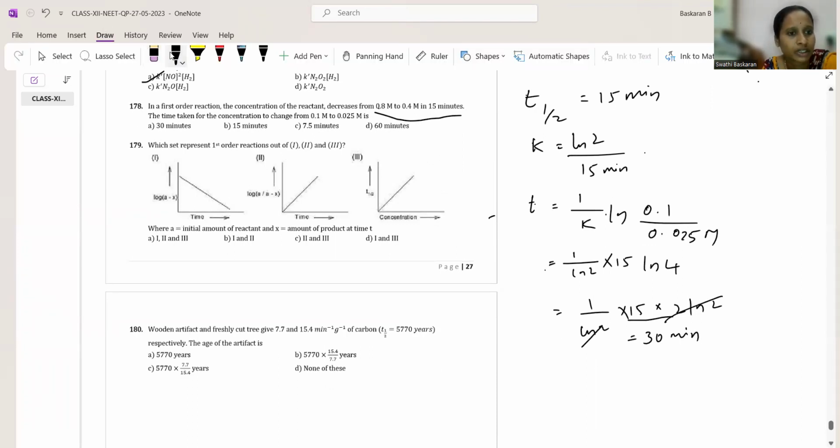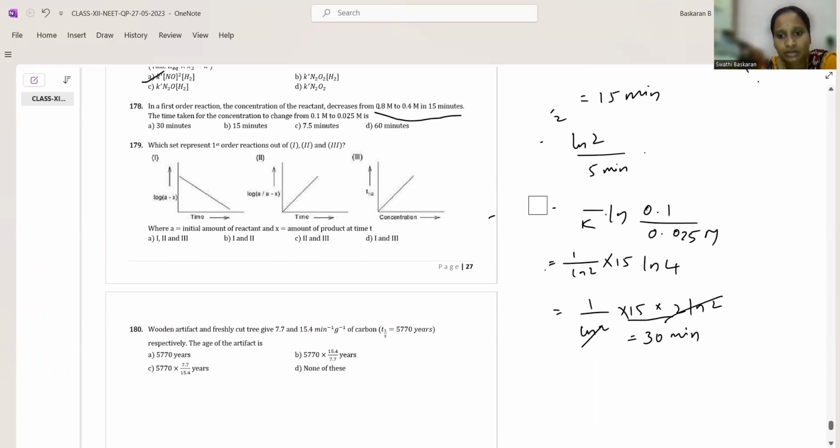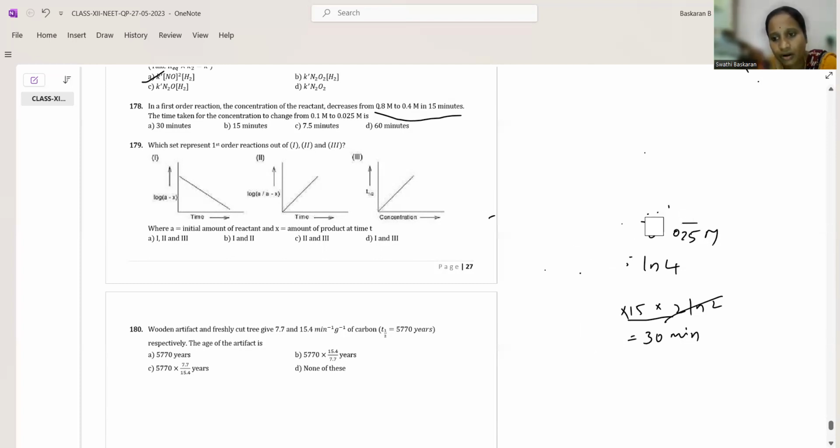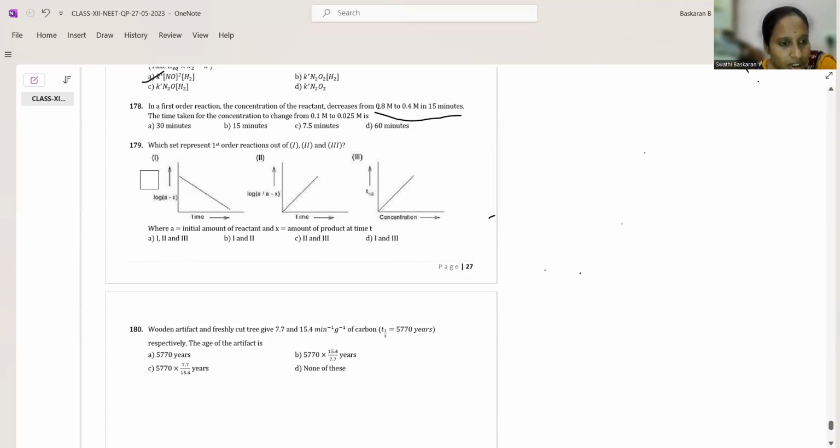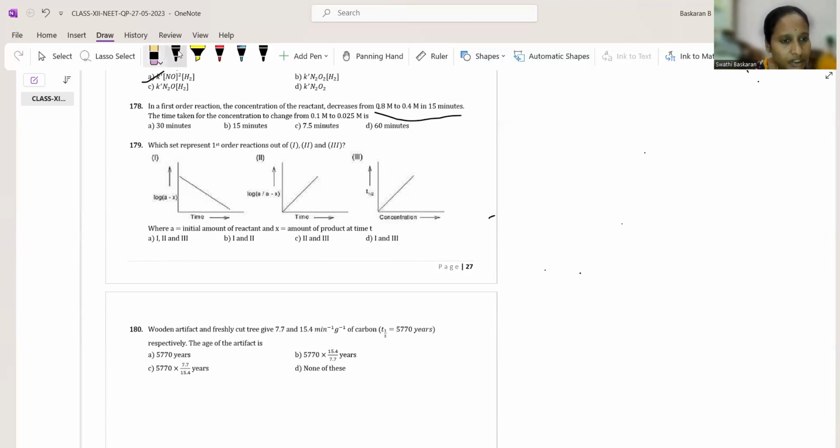Okay, now we will take up the next question. That is also once again based on, what is it, my dear students? It is completely based on the first order reaction. So now let us understand what they have given and what they are asking for. The given is 3 graphs. So this is graph 1, plotted between log a minus x and time, and here log a by a minus x versus time, and here T half and concentration.